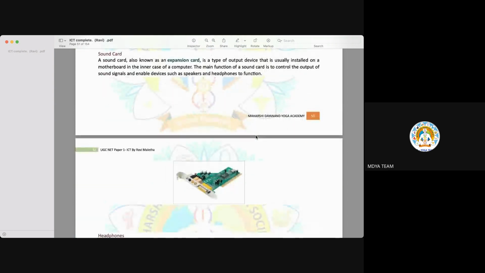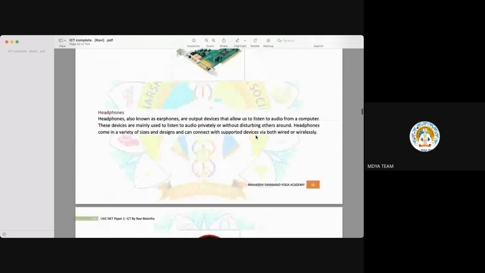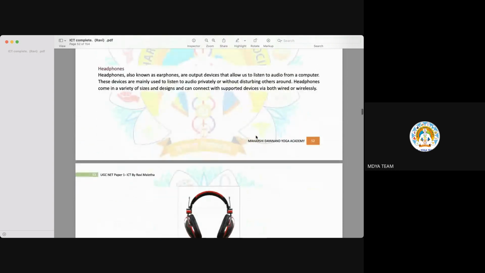Then there is a sound card, which is also known as an expansion card, a type of output device that is usually installed on a motherboard in the inner case of a computer. The main function of a sound card is to control the output of a sound signal and enable devices such as speakers and headphones to function. So it is a part of your computer system. It is within your computer motherboard, part of your motherboard.